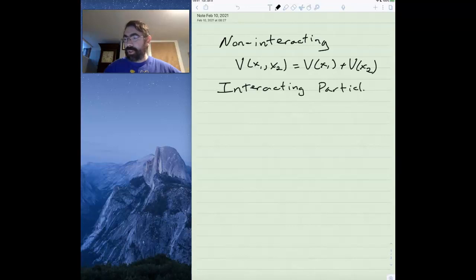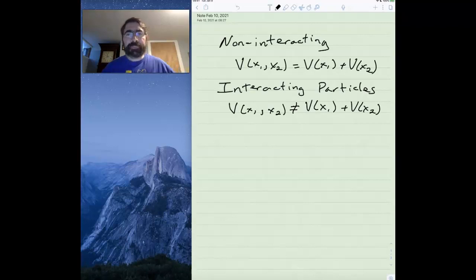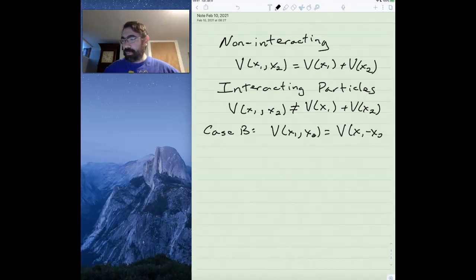So again, we're going to restrict ourselves to just two particles. What this means is that our potential energy function is not going to be equal to just the sum of the two potential energies. So let's consider one specific case. I'll call this case B, where the potential energy now is the potential energy of the distance between the two particles. What I mean by that is there are no external interactions.